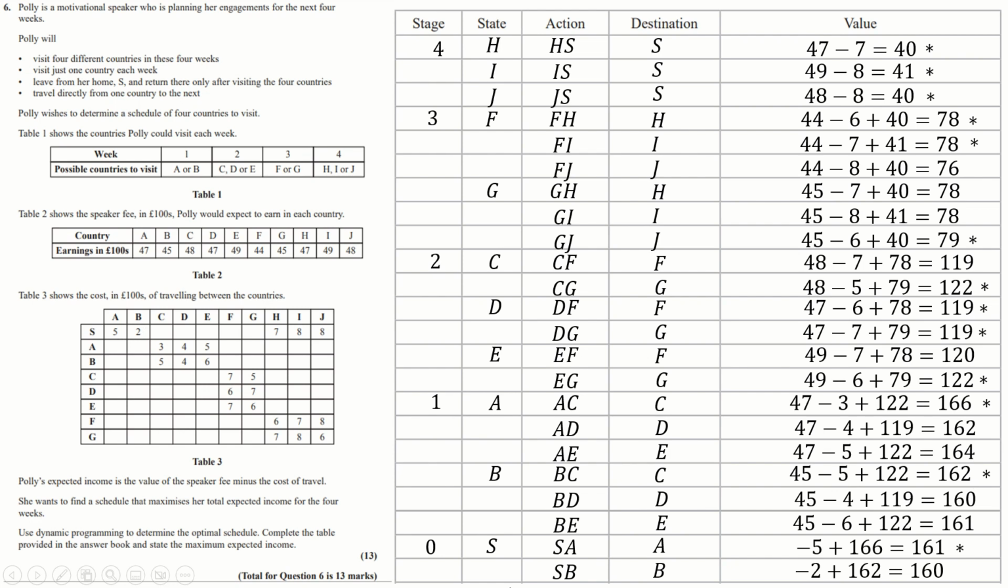So the best route is starting at S, obviously, going to A. We got the 161 from going to C. We then got the 122 from going to G, which then went to J, which then obviously went home again. And the total is 161, but that's in hundreds of pounds, so 161,000.